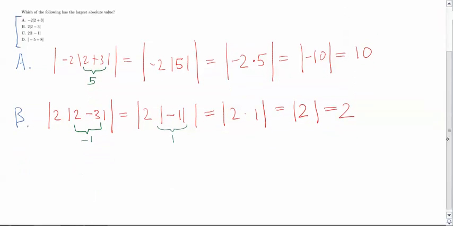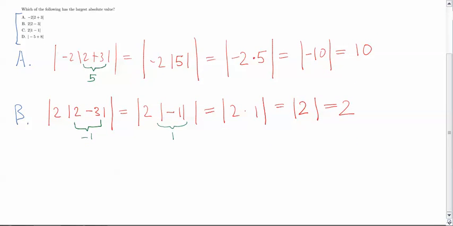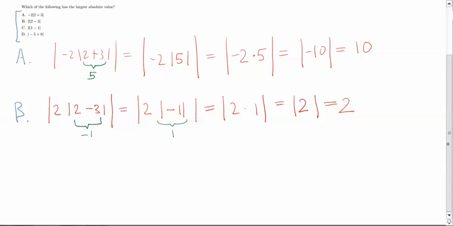Okay, now that you've had a chance to give this some thought, let's move on to part C. So in part C, we need to figure out the absolute value of 2 times the absolute value of 1 minus 1. Well, the absolute value of 1 minus 1 is the absolute value of 0, because 1 minus 1 is 0. So what we need to figure out is the absolute value of 2 times the absolute value of 0.